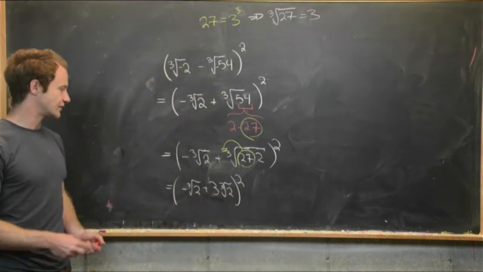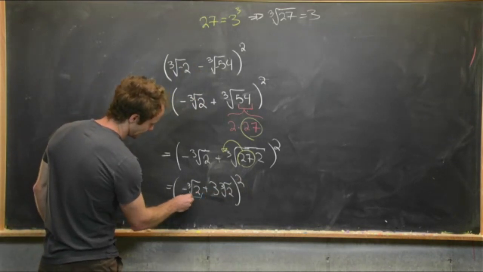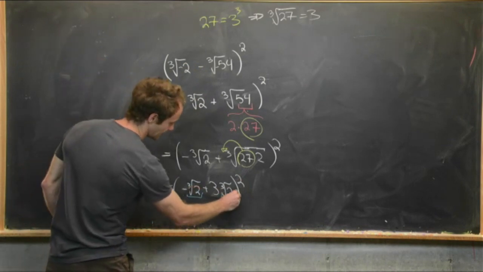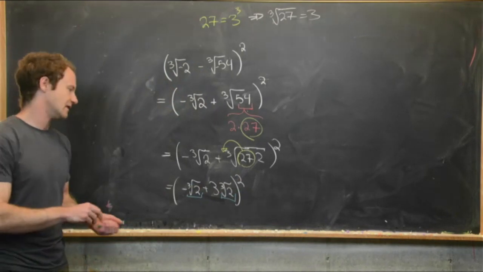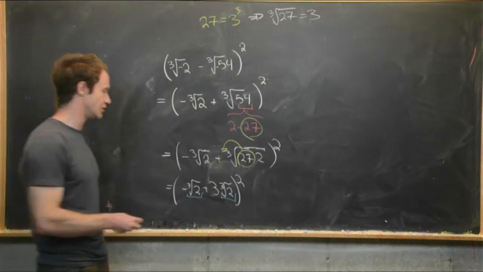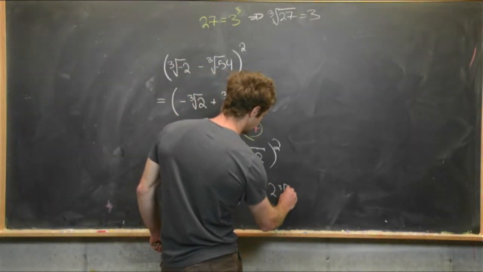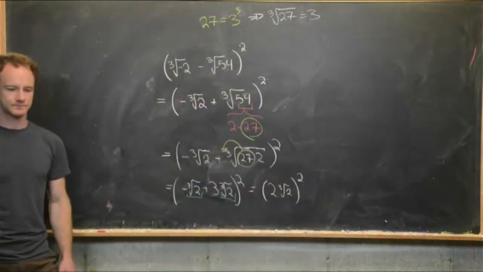And now we're actually in really good shape because we have like terms. We've got a single cube root of 2 here, it's negative, and then we have 3 cube roots of 2 here. And so when we add them, it's going to be negative 1 plus 3. So we've got 2 cube roots of 2. So in the end, we're going to have 2 times the cube root of 2, and then we need to take all of that and square it.